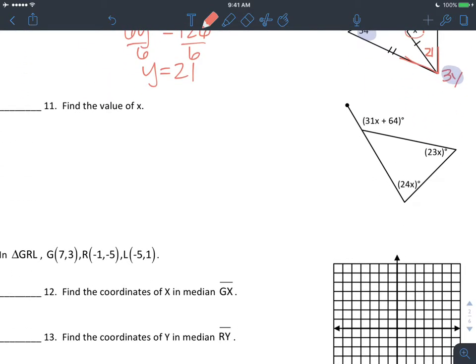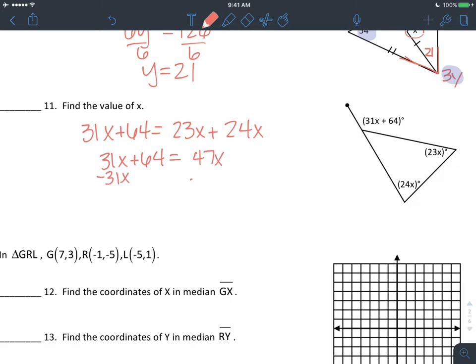All right, we have an exterior angle and two interior non-adjacent angles. So the exterior angle is equal to the non-adjacent interior angles added together. So 31x plus 64 is equal to 47x. Gonna have to subtract 31x from both sides. 64 is equal to 16x. And then the answer, divide by 16, and x is 4.